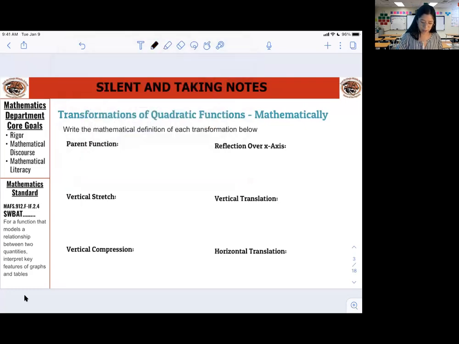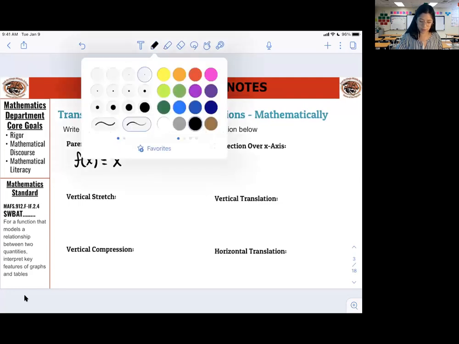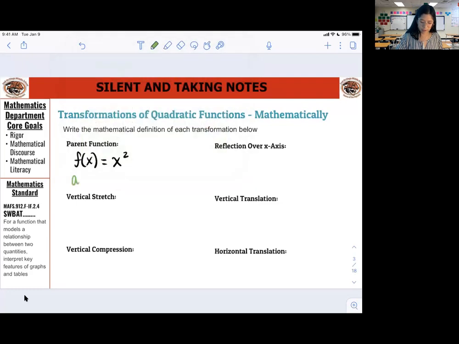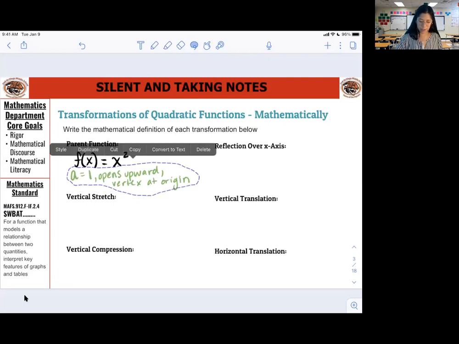So parent function, f of x equals x squared. Very simple. The leading coefficient is 1. So remember, a is the leading coefficient, and it equals 1. Opens upward. And the vertex is at the origin. It's the most basic parent function, and it's the one that we compare everything else to.